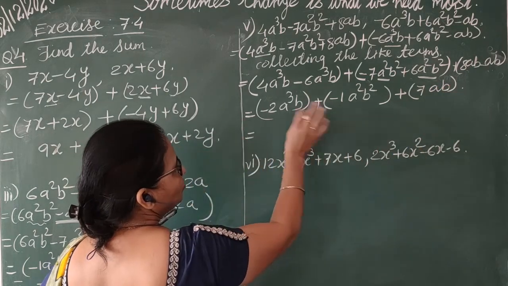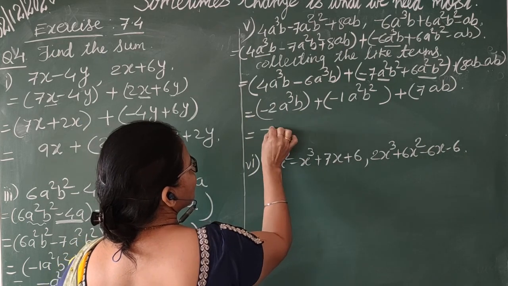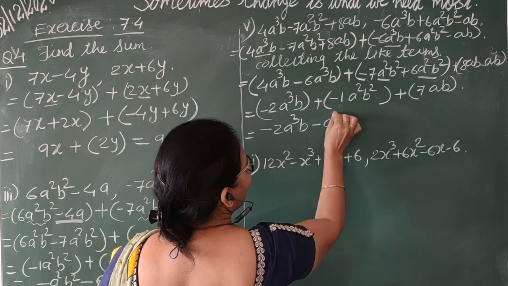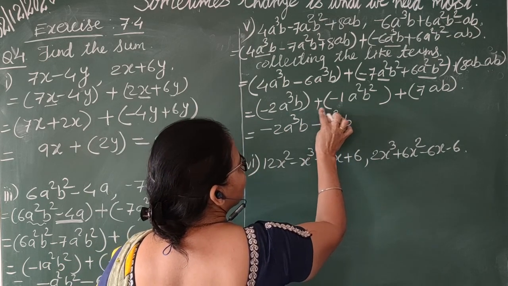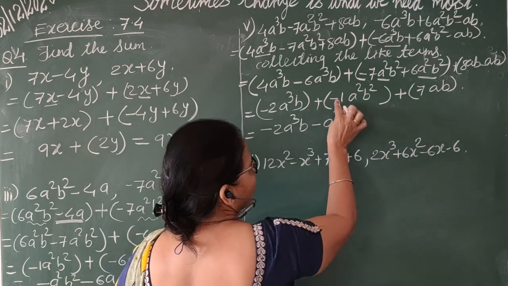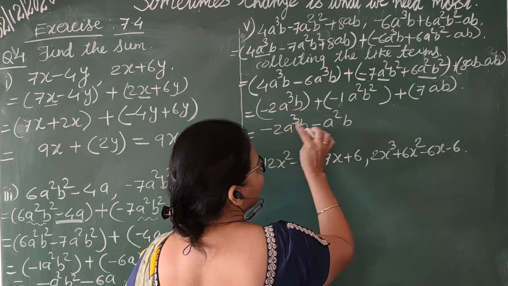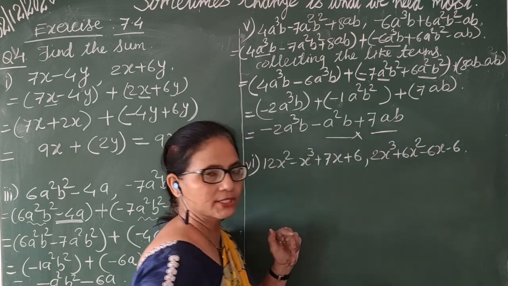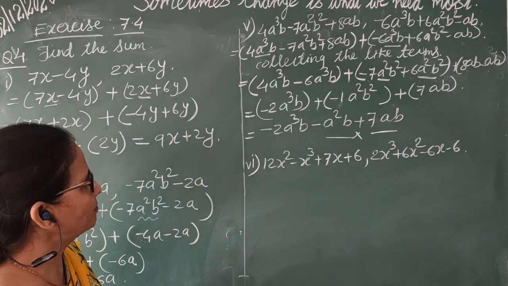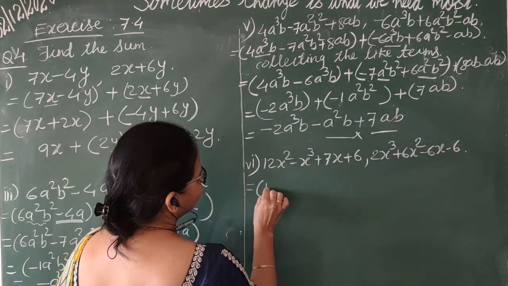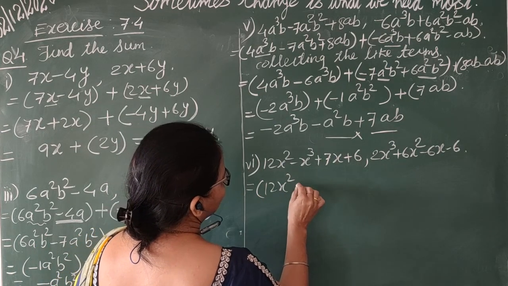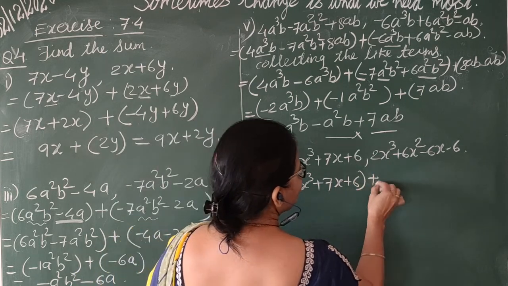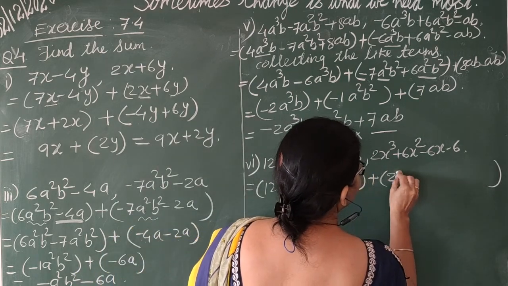Now just remove the bracket. Before this there is plus, so it will remain as it is. Inside sign will not change if there is plus before the bracket. These signs will remain as it is. Okay, so this is how we can solve this example. Now let's see sixth example. Again in the same way, put these expressions in the bracket and put plus sign in here also.